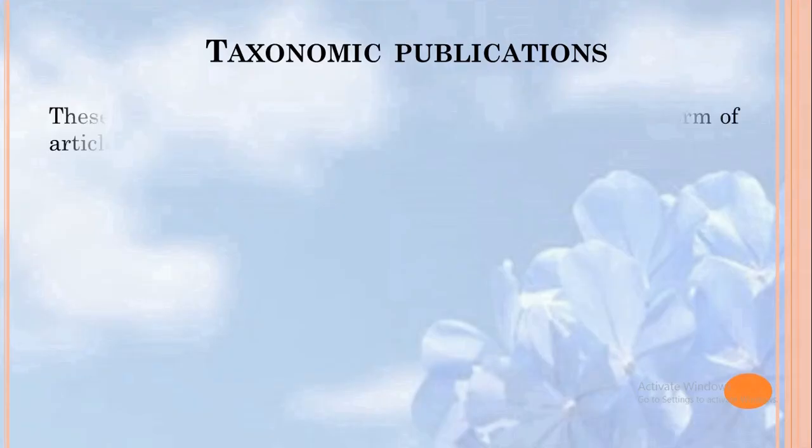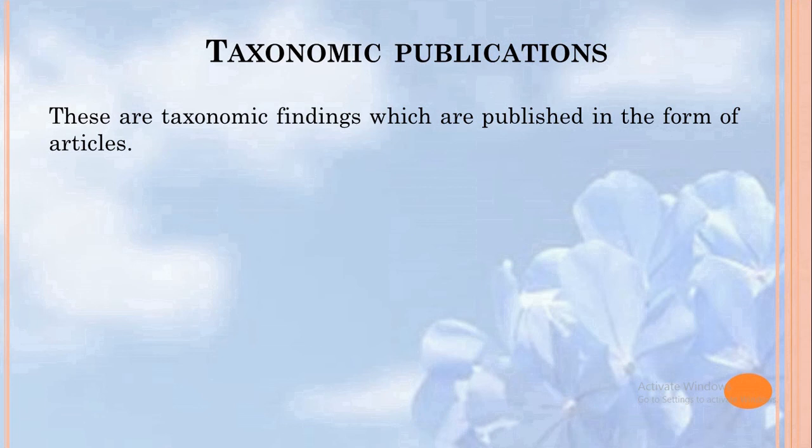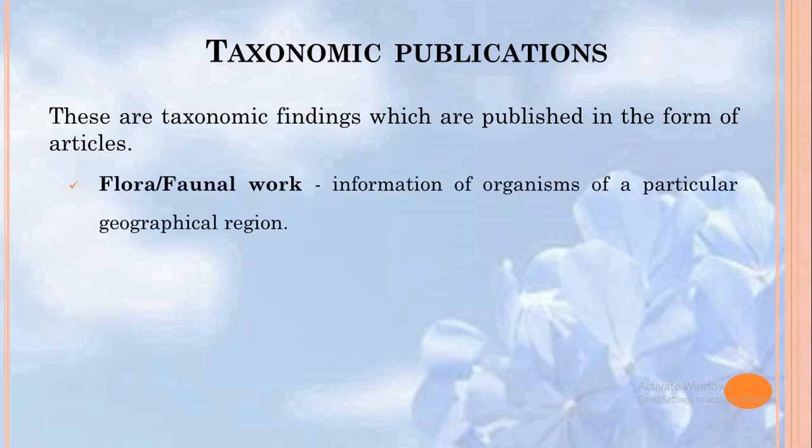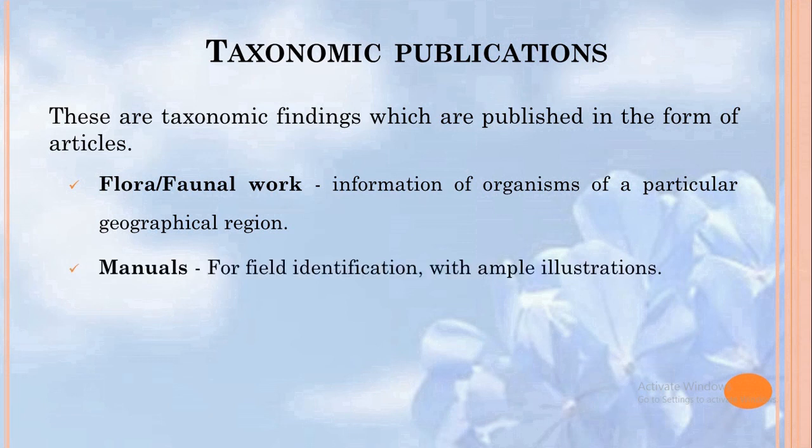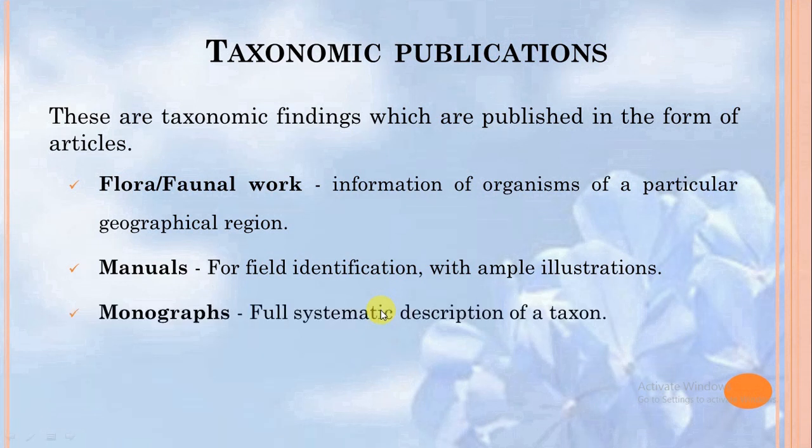Now taxonomic publications. These are the taxonomic findings which are published in the form of articles. These include floral or faunal work. In these, the information about plants or animals of a particular geographical area are mentioned. Reports of expeditions and voyages belong to this category. Next is manuals. These are specifically made for field identification, and in these, key characters with ample illustrations are present. Next is monograph. These include full systematic description of a particular taxon.